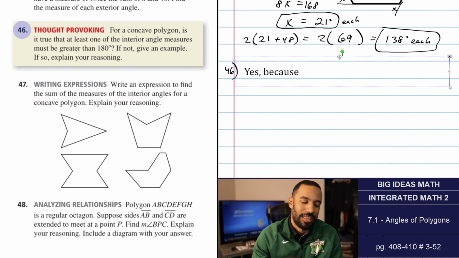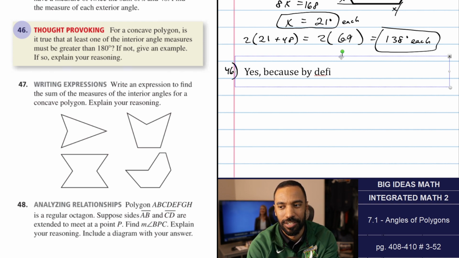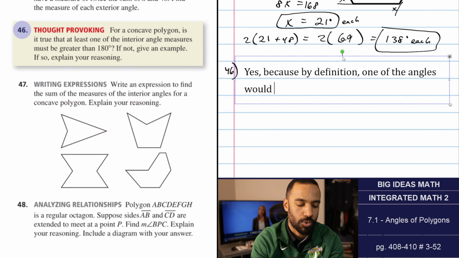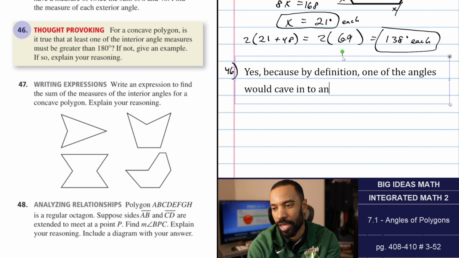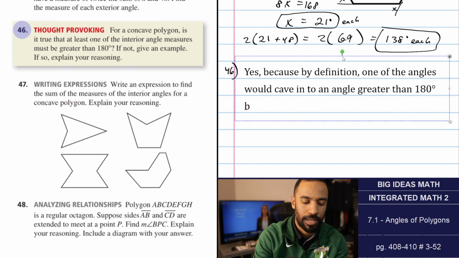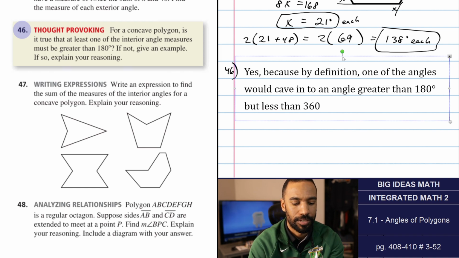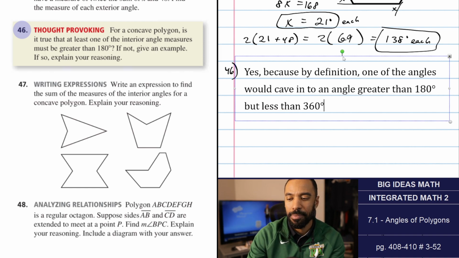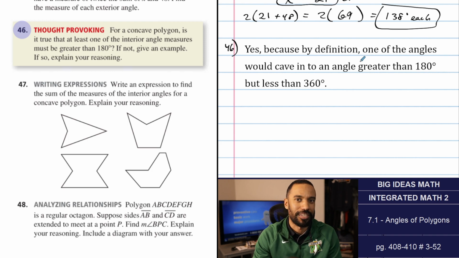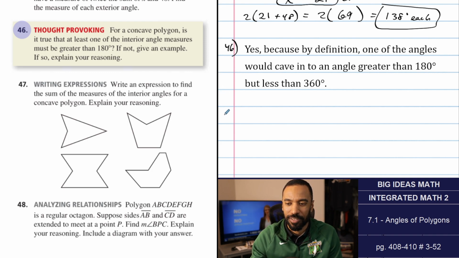So yes, because by definition, one of the angles would. I mean, the whole concave aspect is that one of the angles kind of has that cave in thing. One of the angles would cave in to an angle that's greater than 180 degrees, but less than 360 degrees. I don't know what the question's asking. Maybe you're not supposed to know what a concave polygon is yet. That might be the idea behind it. So, okay. That's part of it, I guess.